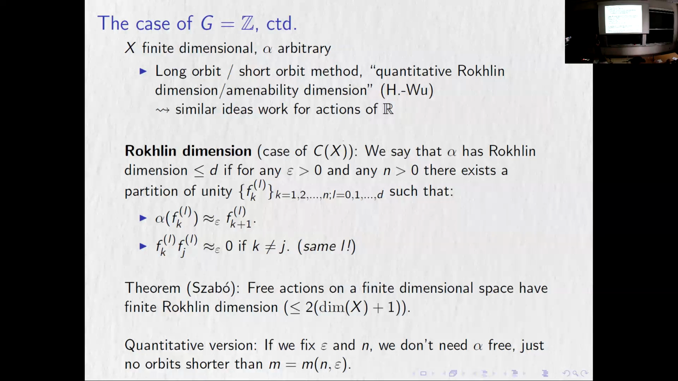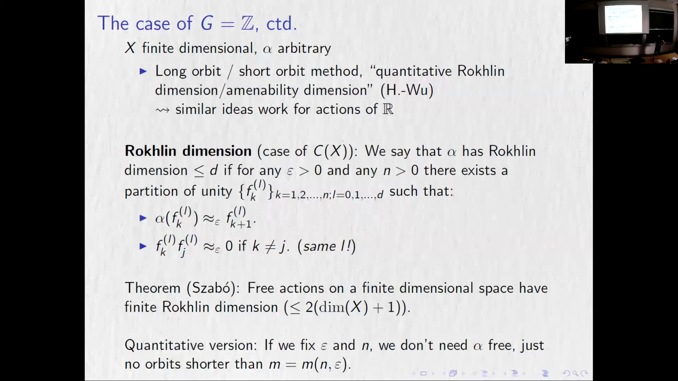So this was settled in some previous paper I have with Zhang and Wu, which goes roughly like this. We had some technique which I'll call the long orbit, short orbit method, where the idea is basically this. To explain the idea of that paper, let me say what the definition of finite Rokhlin dimension is.